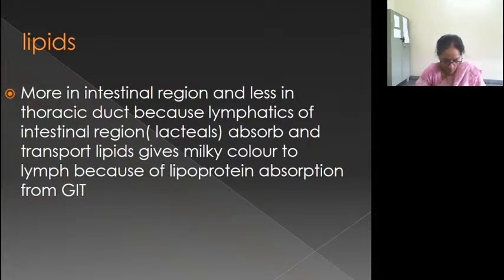Lipids. Lymph will also have lipids. Lipids naturally are more in the intestinal region and less in the thoracic duct. The lymphatics of the intestinal region are called lacteals. They absorb and transport lipids. It gives a milky color to lymph, because supposing we have eaten a double cheeseburger, it has a lot of fat in it. That gives a white color to the lymph because of lipoprotein absorption from the GIT. That white color is called chyle, C-H-Y-L-E. So lipids are more in the intestinal region because absorption and transport of lipids occur in the intestine.